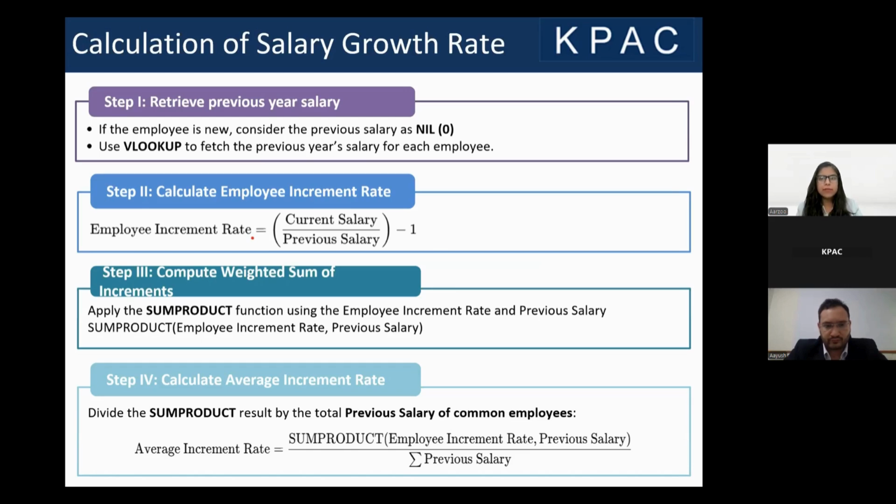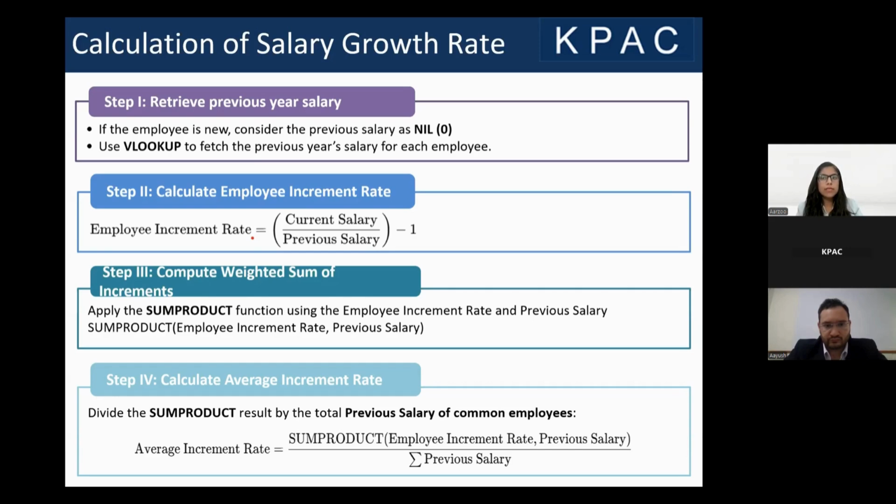Now, next step here is, now we have both the current salaries as well as the previous salaries. We calculate the employee increment rate using the following formula: current salary divided by previous salary, minus 1. This formula essentially measures the percentage increase in an employee's salary from the previous year. If the previous salary was 0, in case of a new employee, this calculation would need special handling to avoid errors in computation.